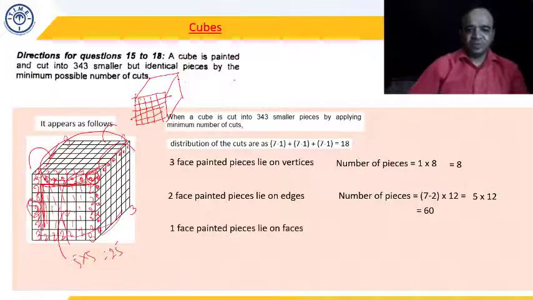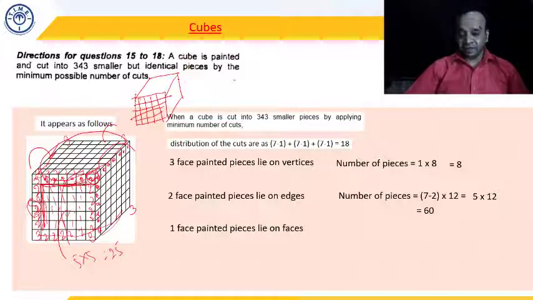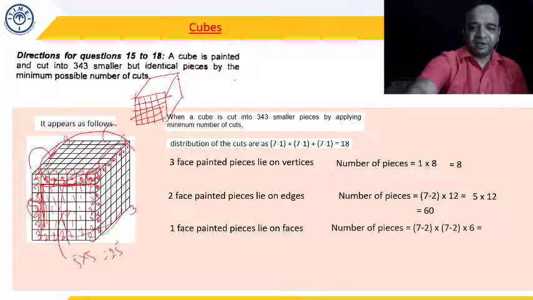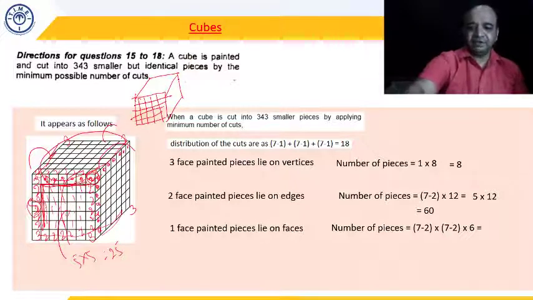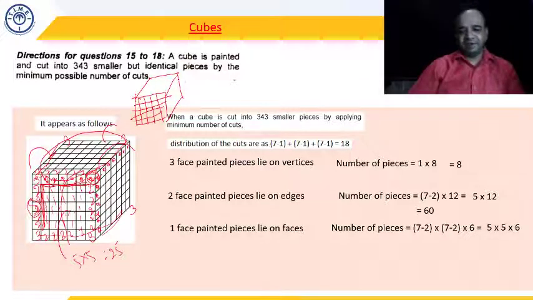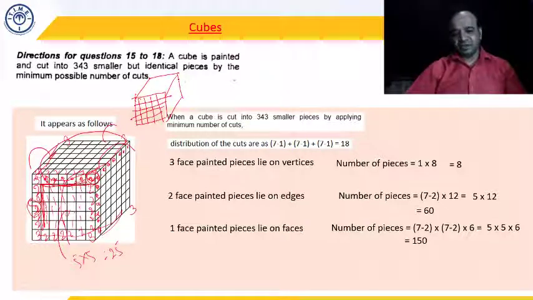Okay. Similarly, if I go for one face painted pieces, these are lying on the faces actually. And on each of the faces there are 7 minus 2 into 7 minus 2, that is 25, and there are 6 faces. So 5 into 5 into 6 gives us 25 into 6, that is equal to 150, which are one face painted.